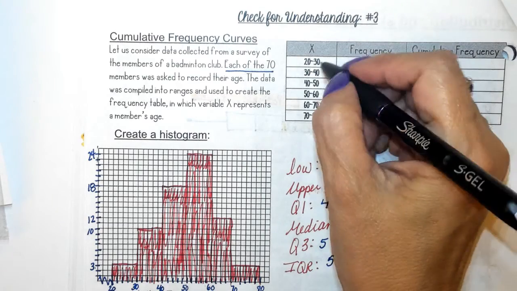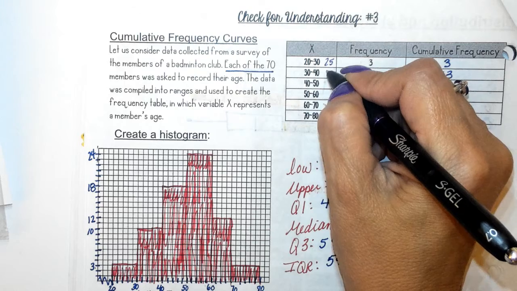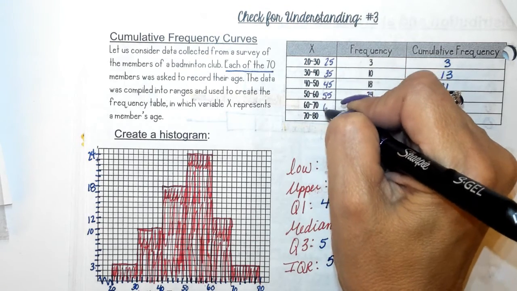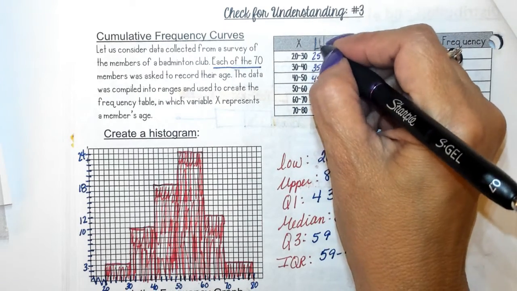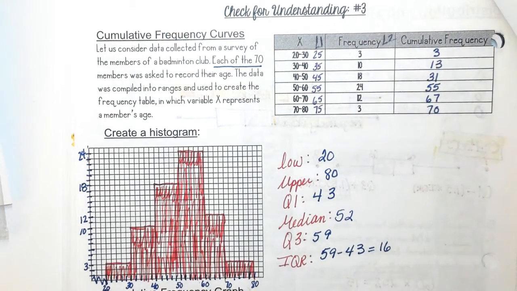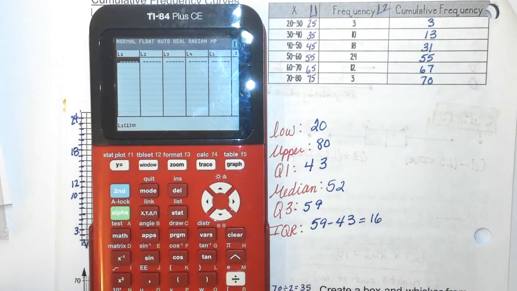So I'm just going to come out here to the side. Halfway between 20 and 30 would be 25. Halfway between 30 and 40 would be 35, 45, 55, 65, and 75. So this is going to be L1. The frequency is going to be L2. I'm not going to use the cumulative. I'm just going to use that other one. All right, so here we go. I'm going to do 25, 35, 45, 55, 65, 75. And you go over to the frequency it occurs.